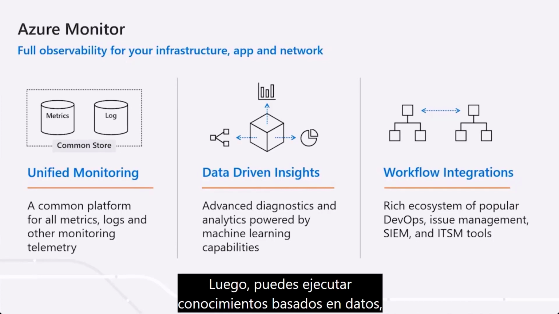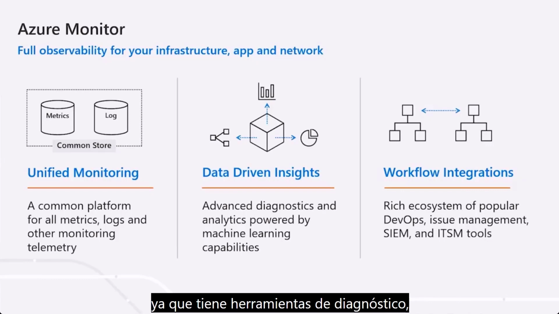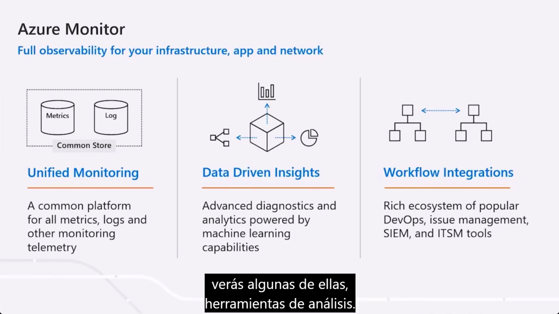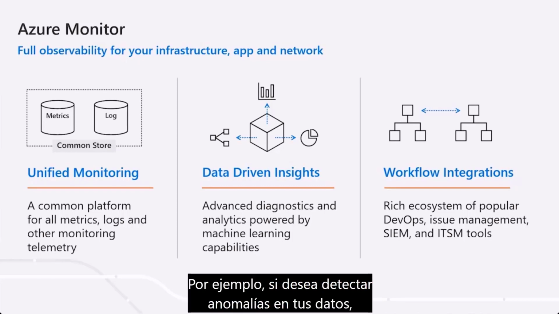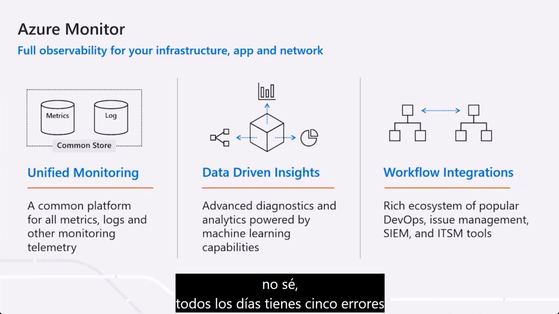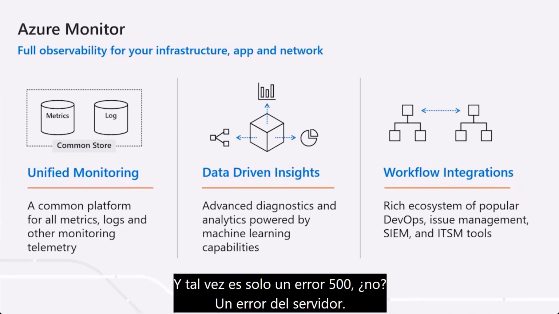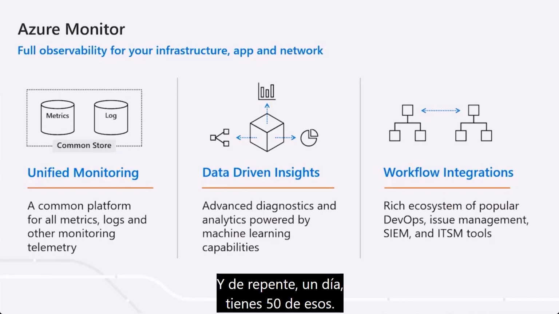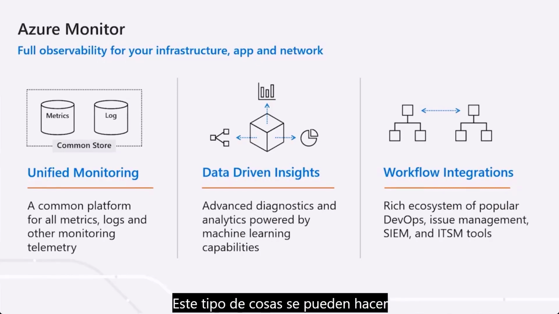Later, you can run some data-driven insights on it, meaning that you have diagnostics tools. We are going to see some of them, analytics tools. You can even run some machine learning algorithms. For example, if you want to detect anomalies in your data, let's say that every day you have 5 errors on your server, because you know errors happen, and maybe it's just an error 500, a server error, and then suddenly one day you have 50 of those. That's unusual, okay? You want to be notified when this happens. So these kinds of things can be done.